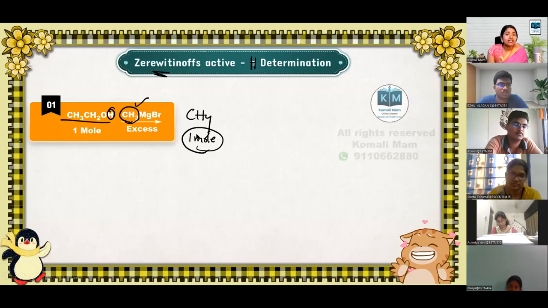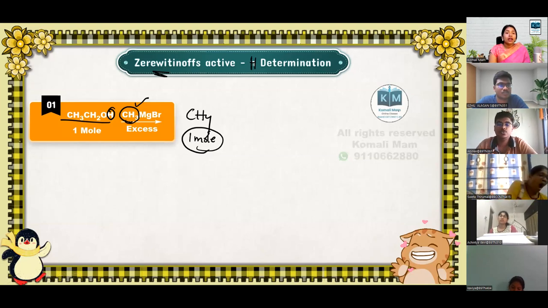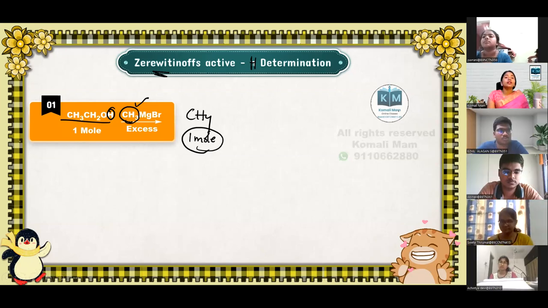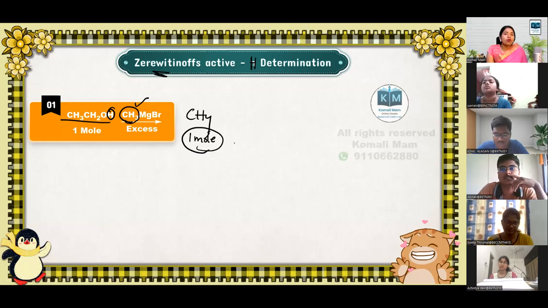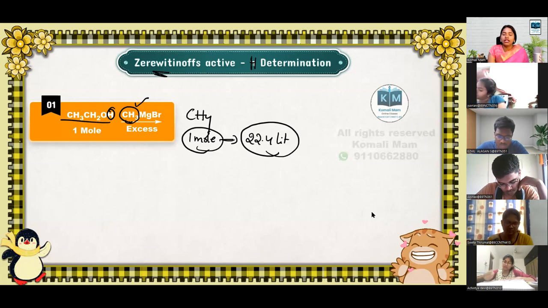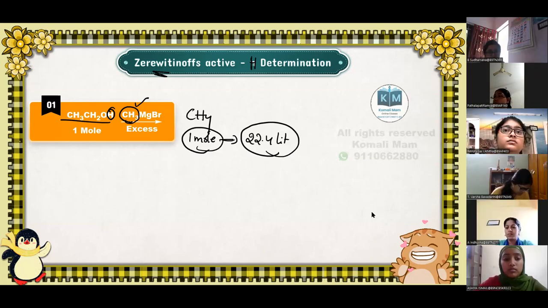One mole of any substance occupies how many liters of volume? Do you know? In the mole concept of first year, you learned that one mole of any gas will have 22.4 liters. So here methane is one mole, so it will occupy 22.4 liters. This is called the Zerewitinoff active hydrogen determination method.